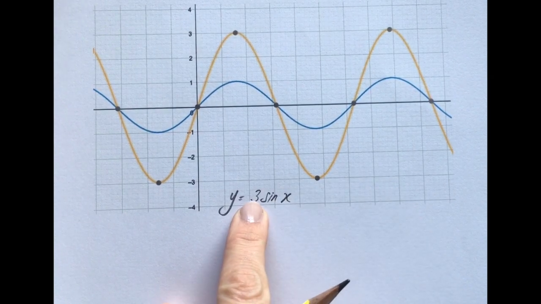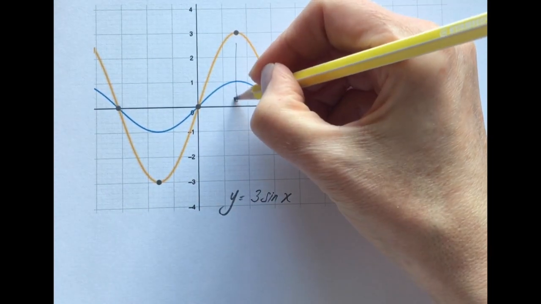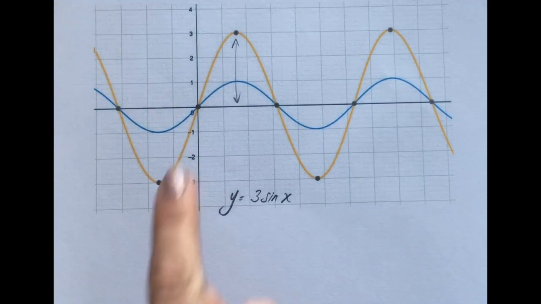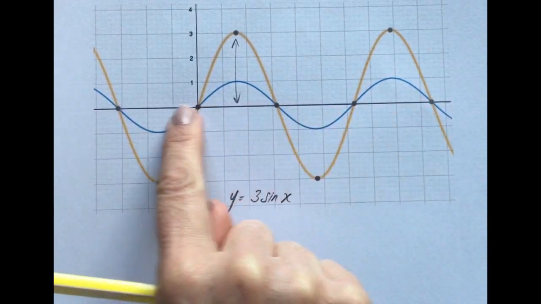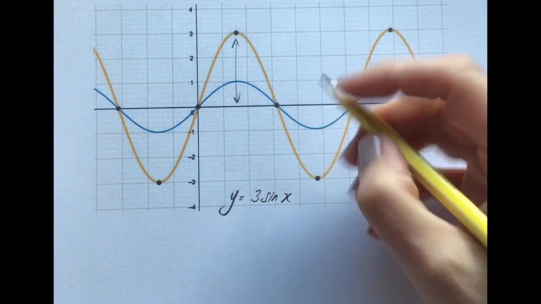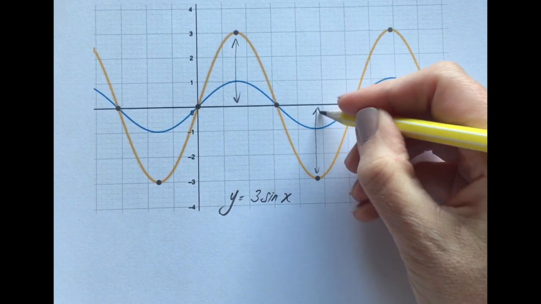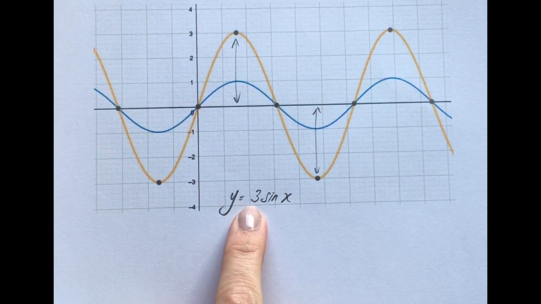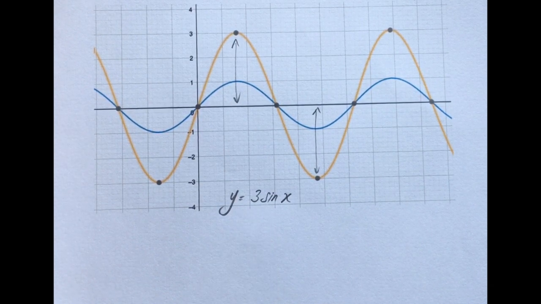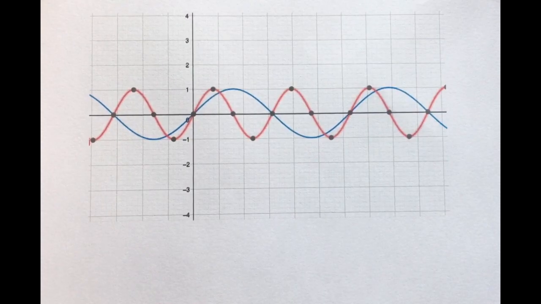Remember, the number before just affects the amplitude, this distance here between that middle line and your maximum and minimum points. So it's a stretch, and the range is affected, where it is now -3 to 3 instead of -1 to 1.